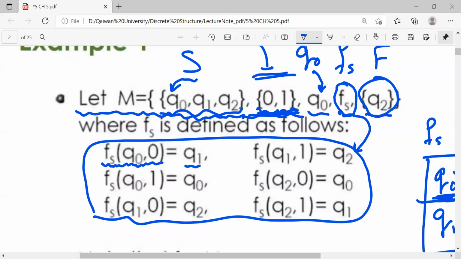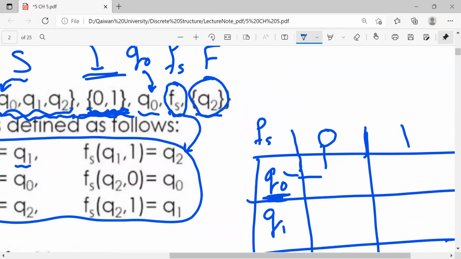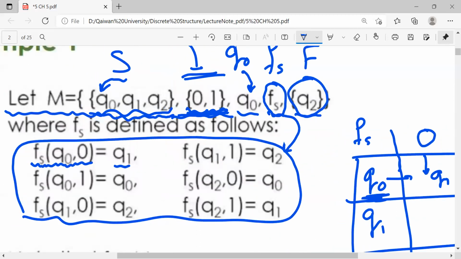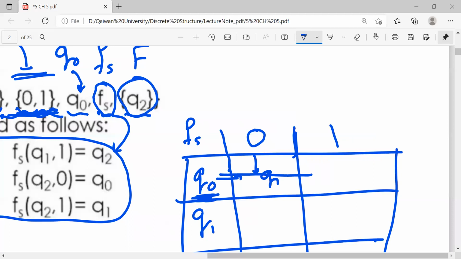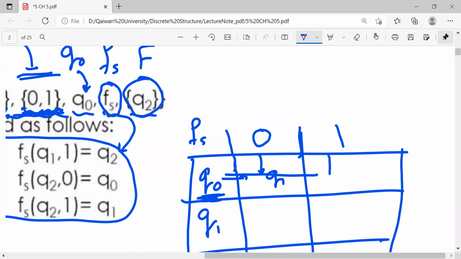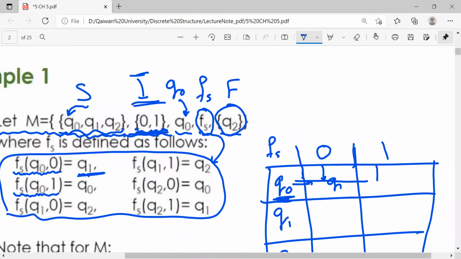This is Q naught, and this is 0. It equals Q1. And Fs for Q naught and 1: this is Q naught, and this is 1. It equals Q naught.